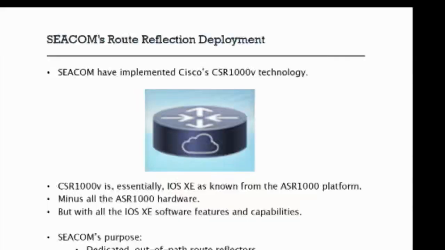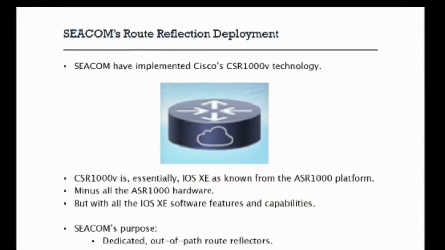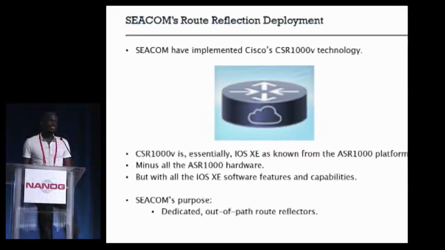So the deployment for Seacom was essentially a CSR1000V, which is basically an ASR1000 without the hardware. So it's basically IOS XE. And the deployment for us, again, is out of path. So this is not part of our core. It sits outside of the forwarding path.